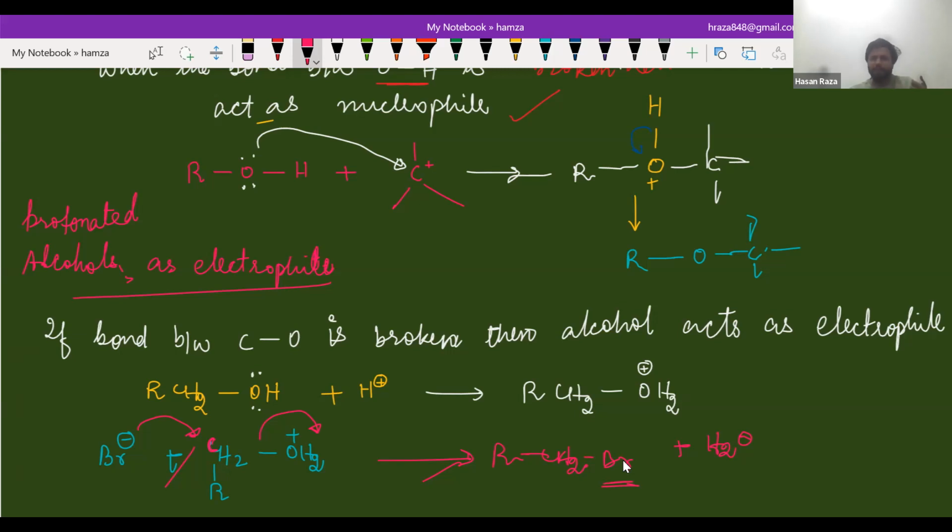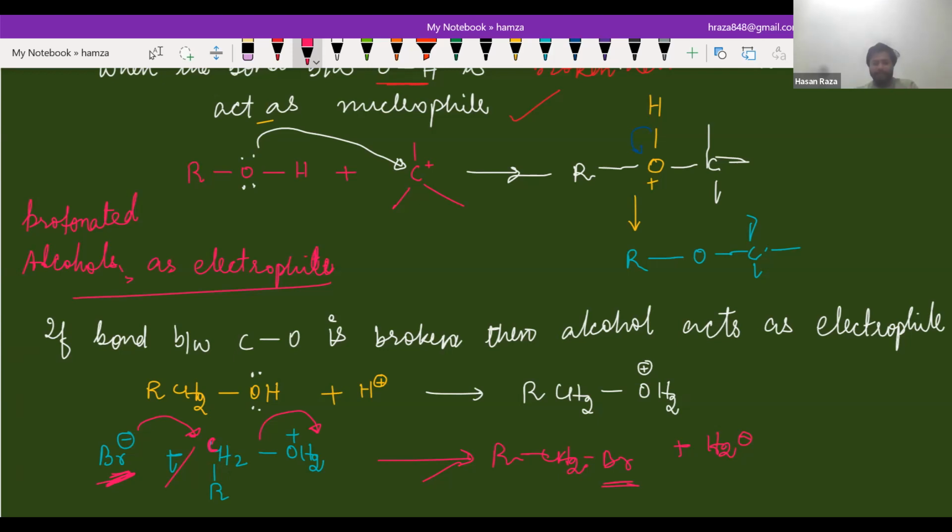And you know what an electrophile is? Electrophile means an electron deficient molecule, like this. So this nucleophile will satisfy this. So please write it.